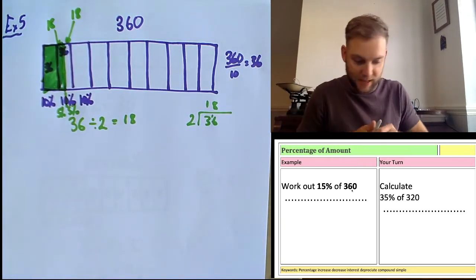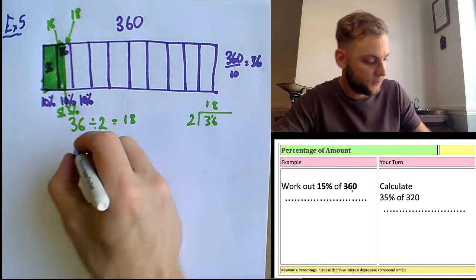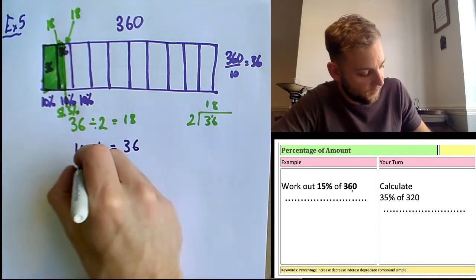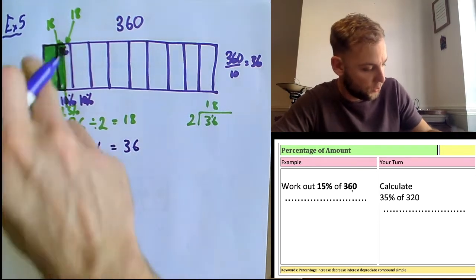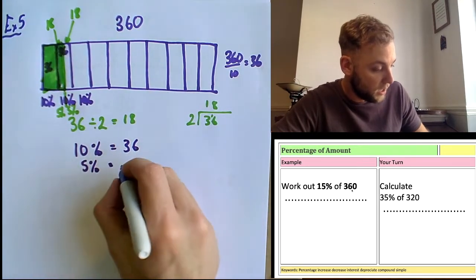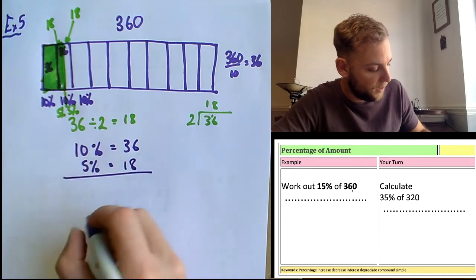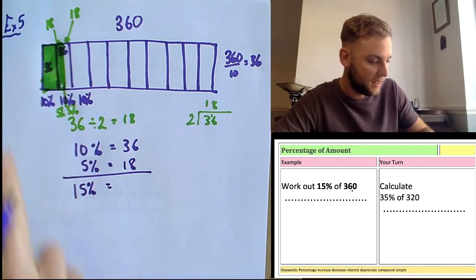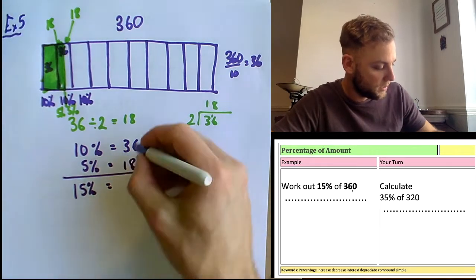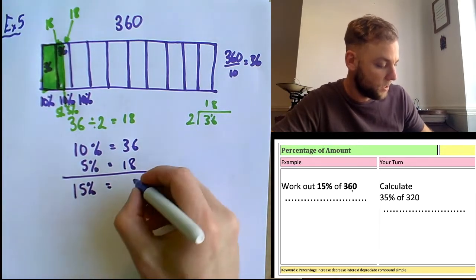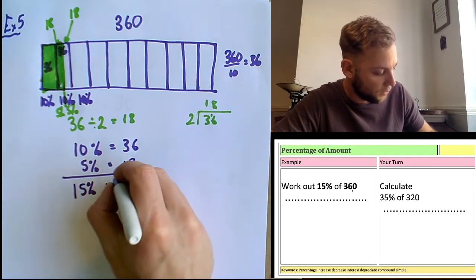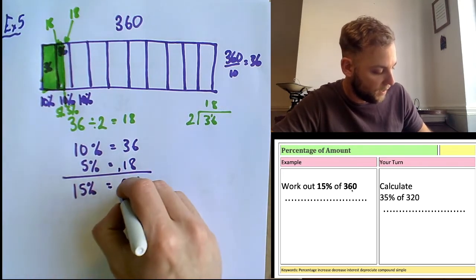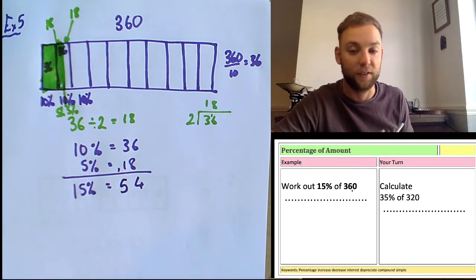So 10% was equal to the 36. 10% was the 36. 5% is equal to half of the 10%, which was 18. So to find 15%, I need to add these together. So both of these, okay, the 10% and the 5%, which is equal to 6 plus 8, which is equal to 4 carry the 1. 3, 1 and 1 is equal to 54. So 15% is equal to 54.